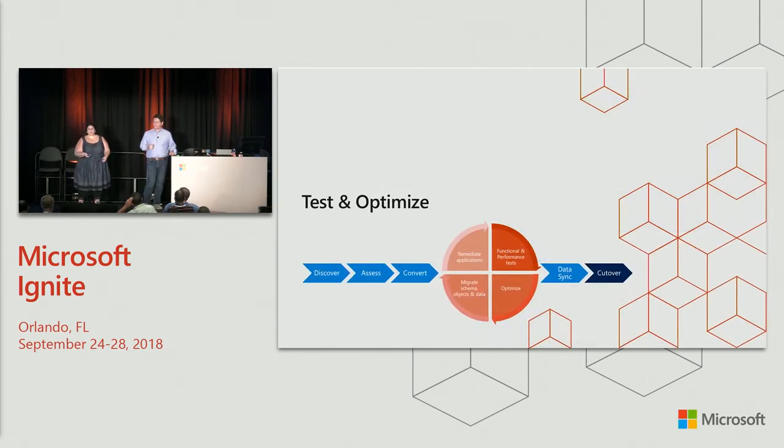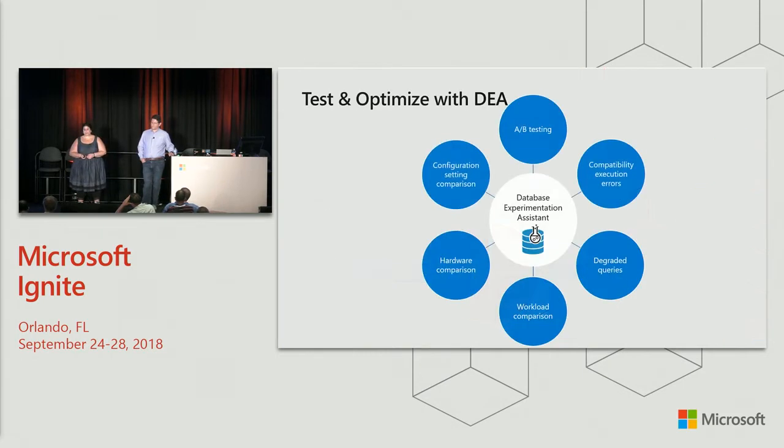Okay, great. So the next phase would be test and optimize, and this would be a cyclical phase. You would probably test, make changes, test again, make more changes, look at the query plans, all those kinds of things. Maybe test the new compat level, go back to the old compat level, and do some experimentation here. For this, we recommend using the Database Experimentation Assistant. This is an A/B testing tool. It allows you to run tests against the old version, the new version, the old DB compat, the new DB compat, and compare the results.